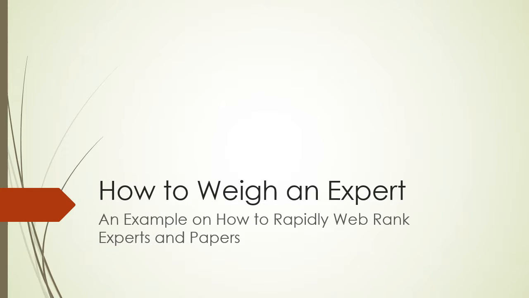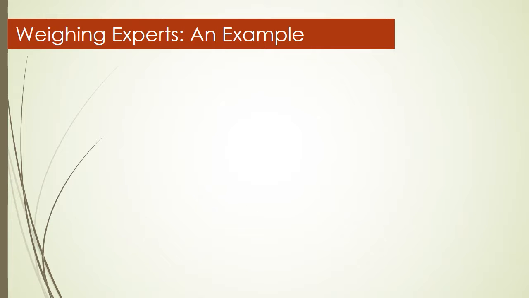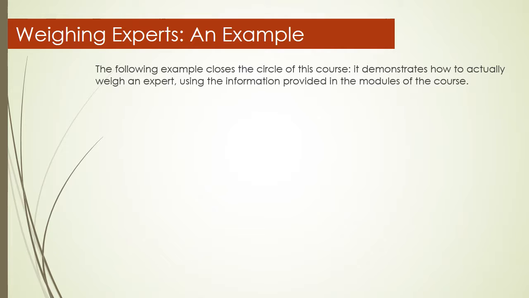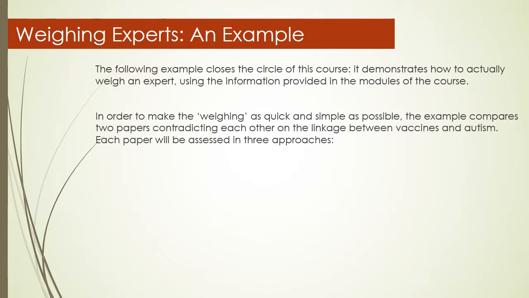The next few slides put in practice what you have learned so far in the course. We will use these web ranking systems that have been developed by the scientific community to actually weigh experts. To make things as quick and simple as possible, we will propose to you two papers that contradict each other, one that links vaccines with autism and the other that doesn't find such a link.